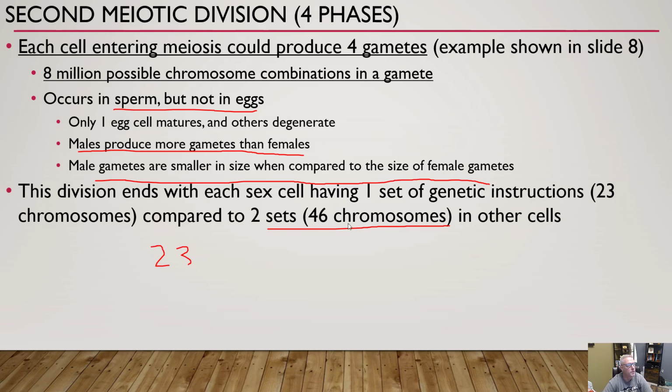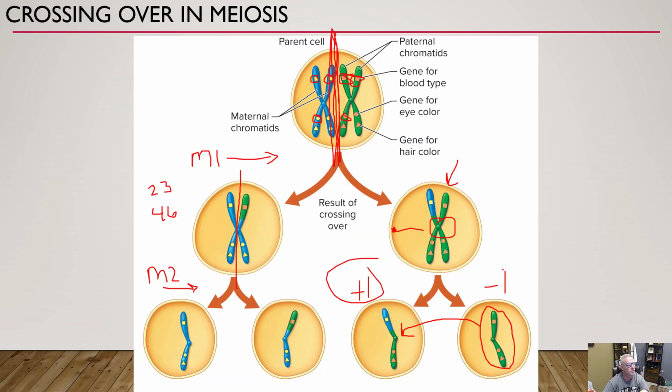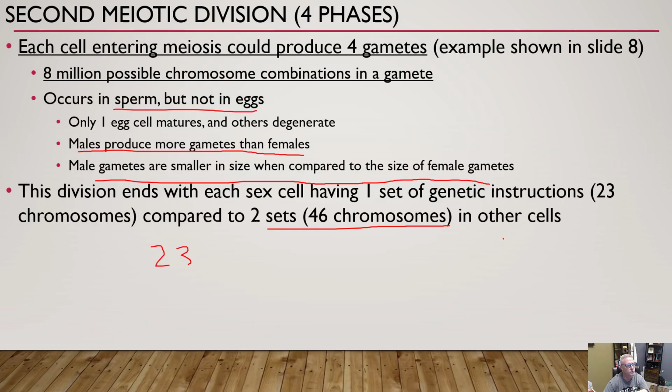In the previous slide, I mentioned this little statement about what happens when the spindle fiber fails to attach at the centromere. We're going to have either extra chromosomes or not enough chromosomes. So what do you think?